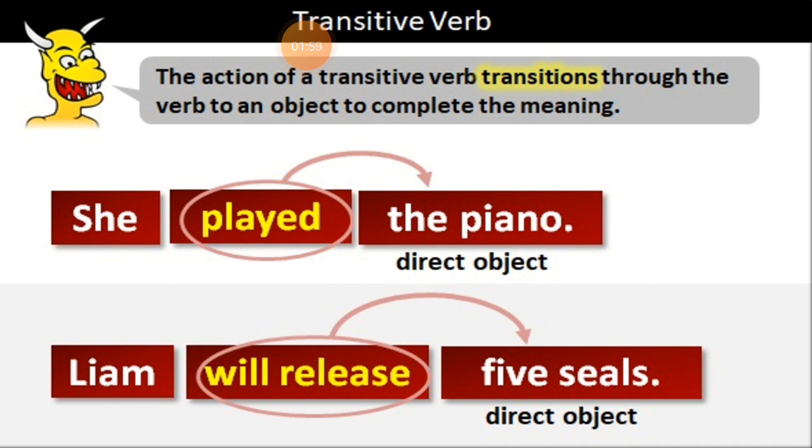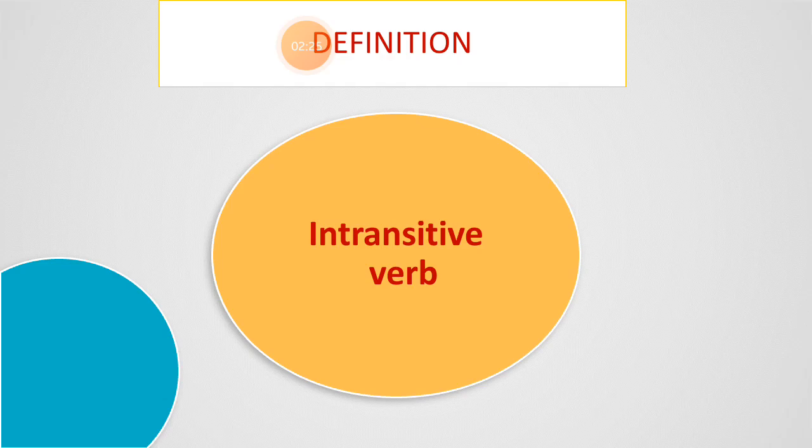And what is a direct object? We must know this before going further. A direct object is the object which gives you the answer to what. For example, I say, she played what? She played the piano. So, this kind of object is known as the direct object, on which the work is done directly. Like, Liam will release what? Seeds. It is also a direct object.